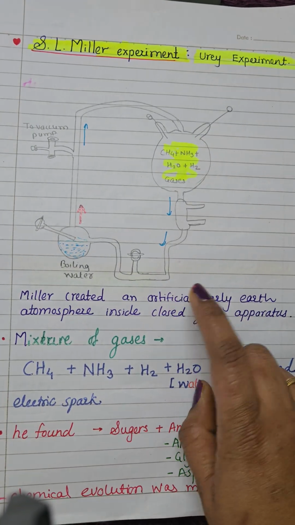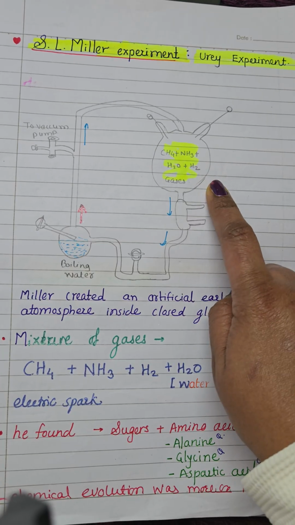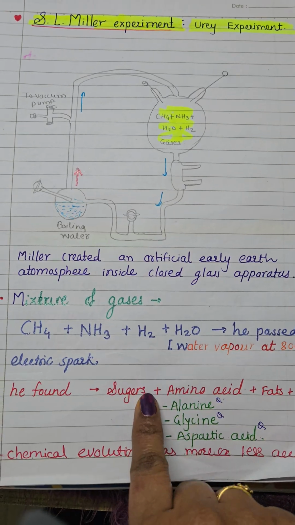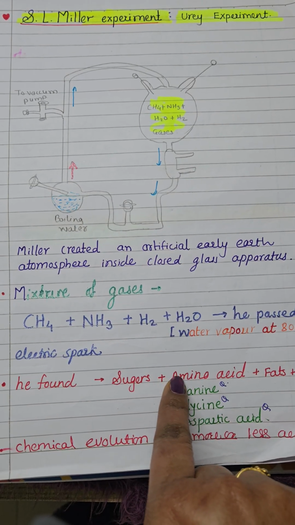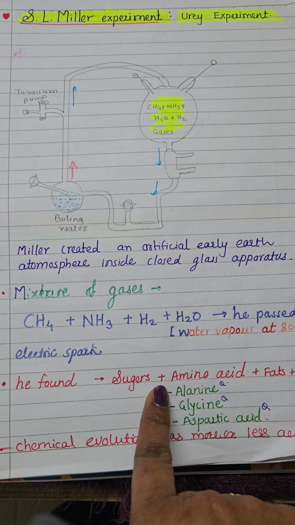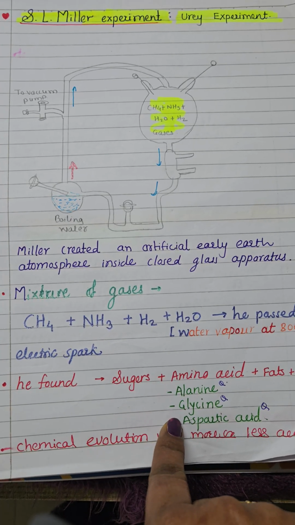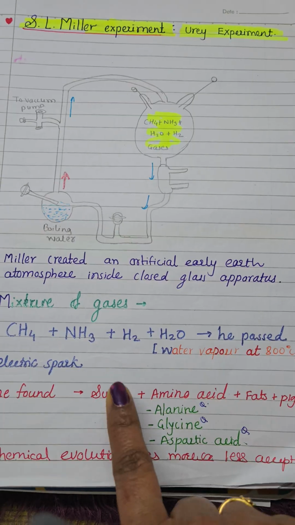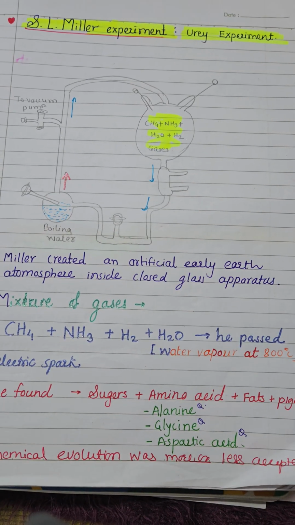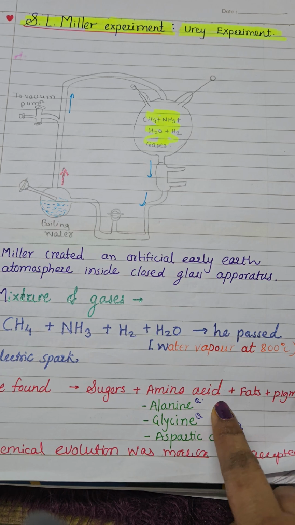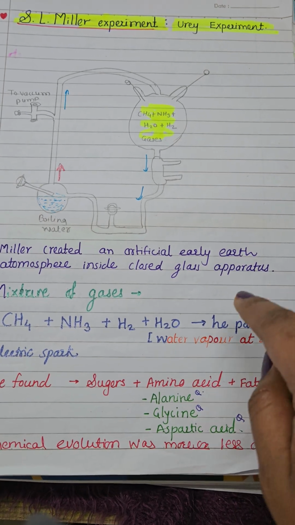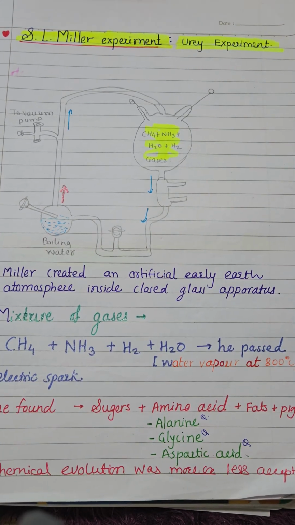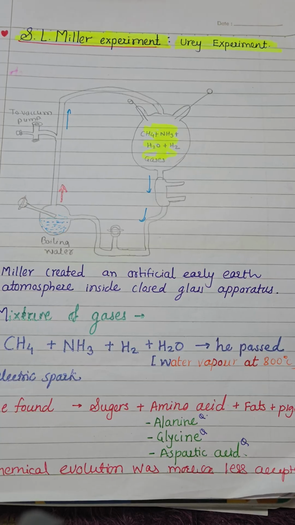After 1 week, a brownish liquid was collected and analysis showed some amino acids were generated there. Which amino acids? Alanine, glycine and aspartic acid, some fat and some kinds of pigments and sugars were collected in this flask. Okay, amino acid is the building block of protein. These experiments support chemical evolution, and that life comes from non-living things.